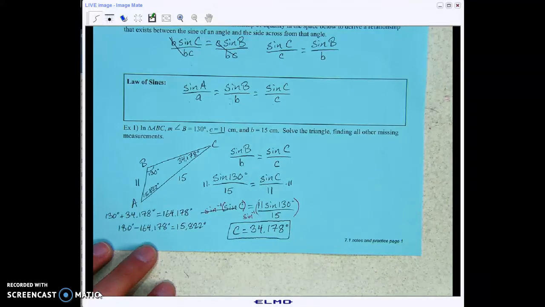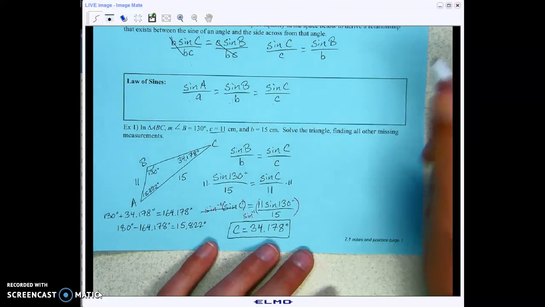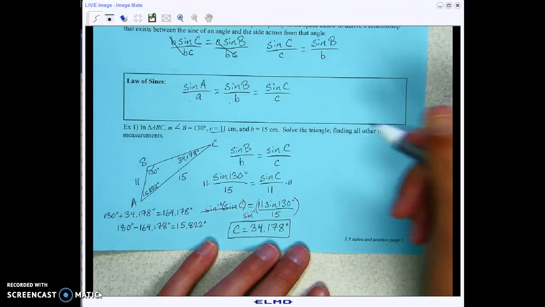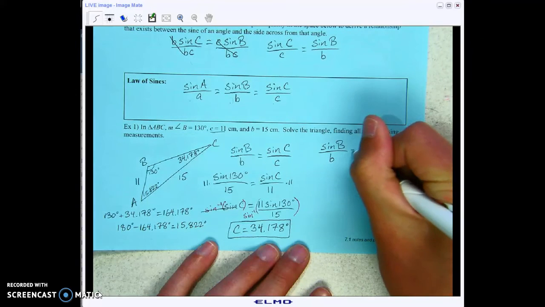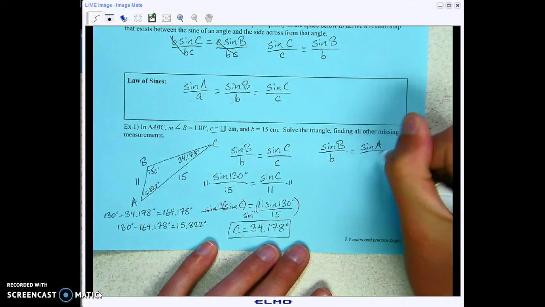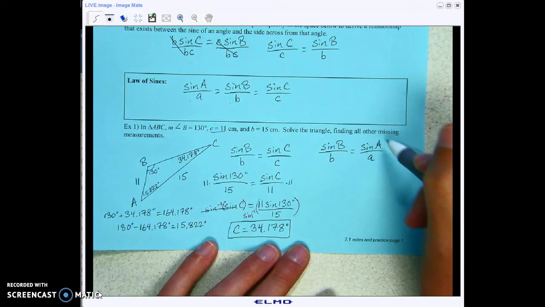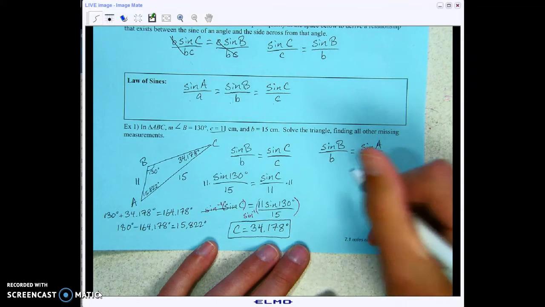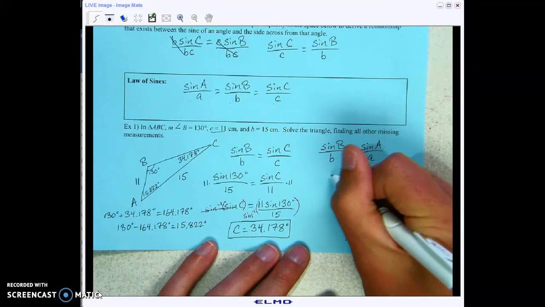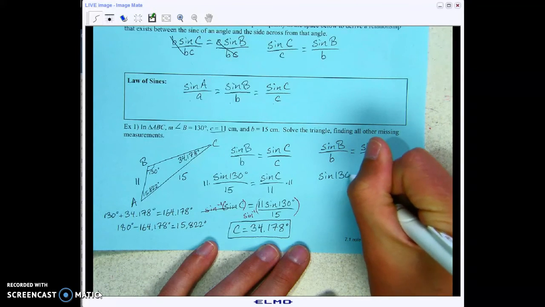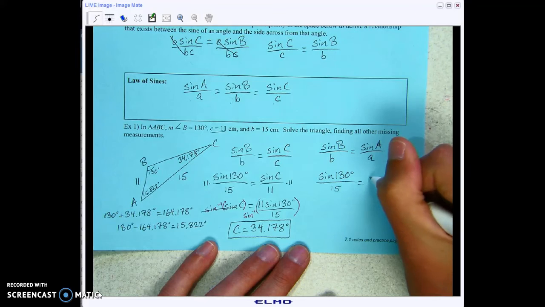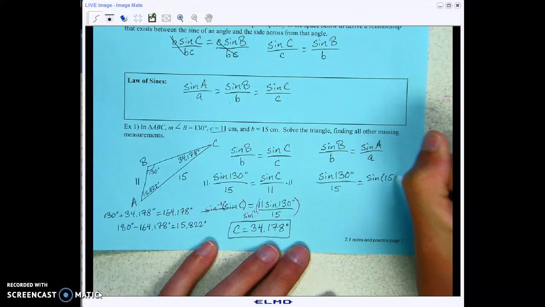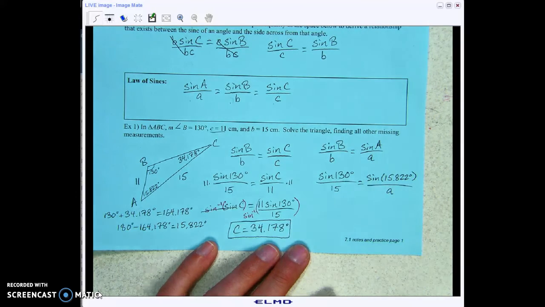That allows us to find this one last missing side, because now that we have the angle opposite side little a, I can use another law of sines ratio and figure out what that missing side length is going to be. So I know that sine of b over side little b is going to be equal to the sine of a over side little a. I have the b values and I have the angle a. So the sine of 130 degrees divided by 15 is going to be equal to the sine of 15.822 degrees divided by that missing side a.